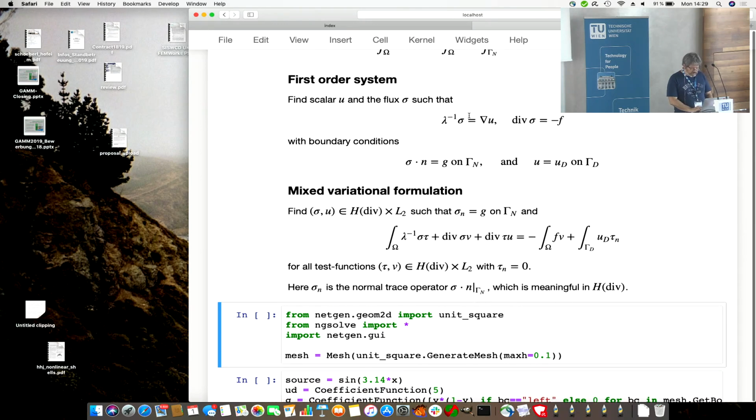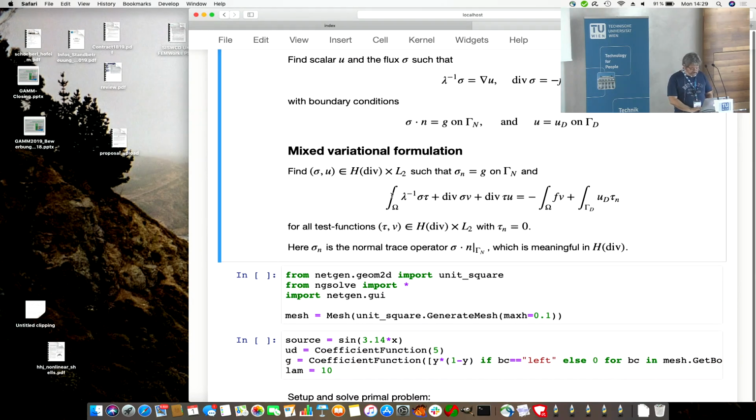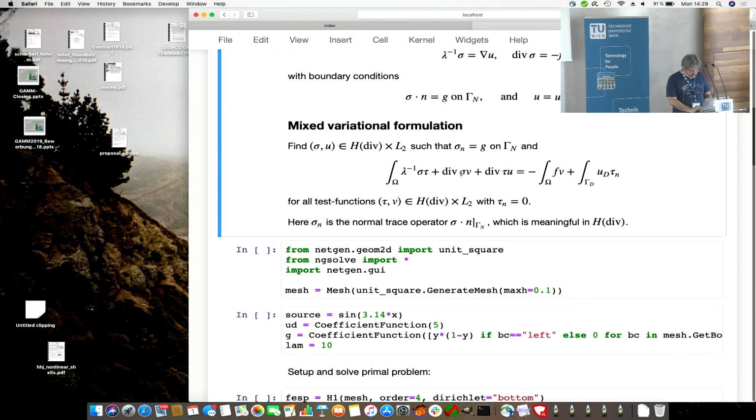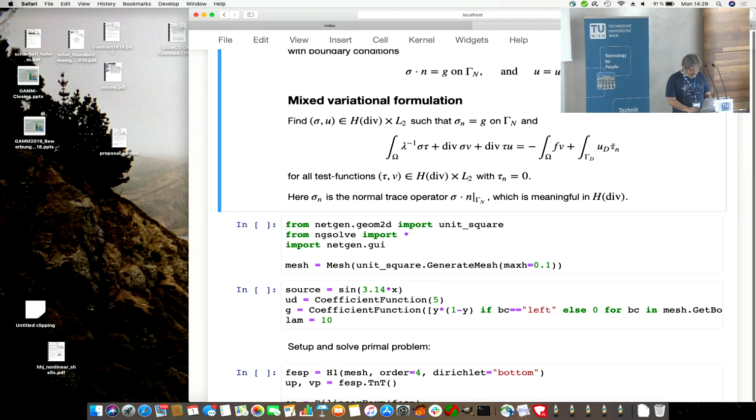And we now multiply both of these equations by test functions and do integration by parts. And we get now this one big variational formulation. We are looking for a sigma and u in a product space, HDiv times L2, with essential boundary condition for the normal component of sigma. All these terms added together with this right-hand side.